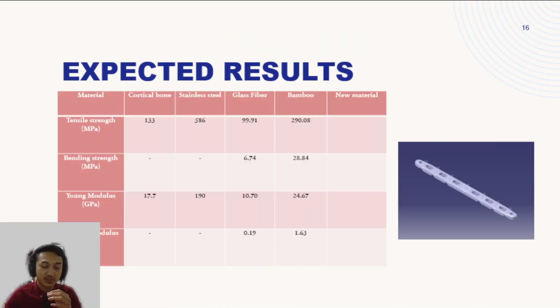So this is the expected results table, where we have cortical bone, stainless steel, glass fiber, bamboo, and the new material. And on the right is the design that we came up with.